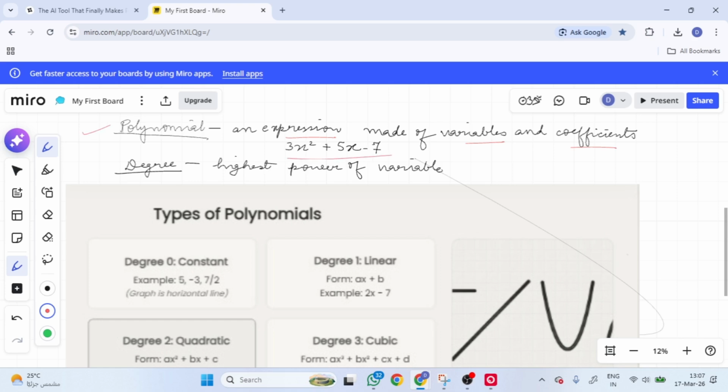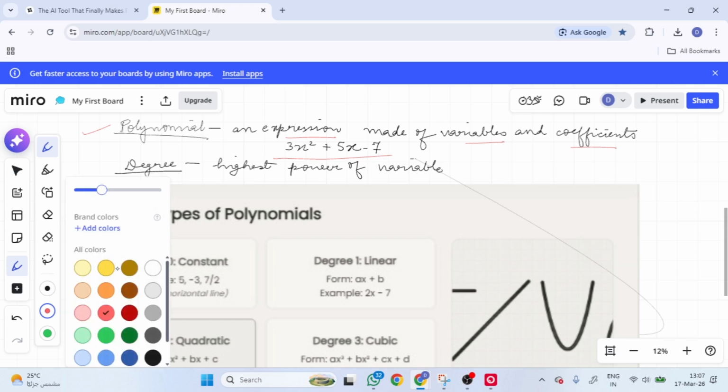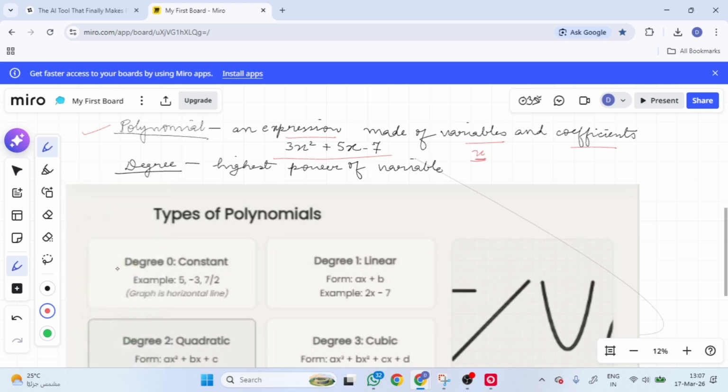Like an example over here, 3x square plus 5x minus 7. यहाँ अगर हम देखें, what is the variable over here? The variable over here is x. And the coefficients क्या होते हैं? The numbers which are present before the variables. ये दोनों क्या हैं? ये coefficients. So the coefficient of x square is equal to 3 and the coefficient of x is equal to 5, and the value which is constant, which is not going to change, is the 7. So 7 क्या है यहाँ? 7 is a constant. Any expression which is made up of variables and coefficients along with the constant is known as what? It's a polynomial.